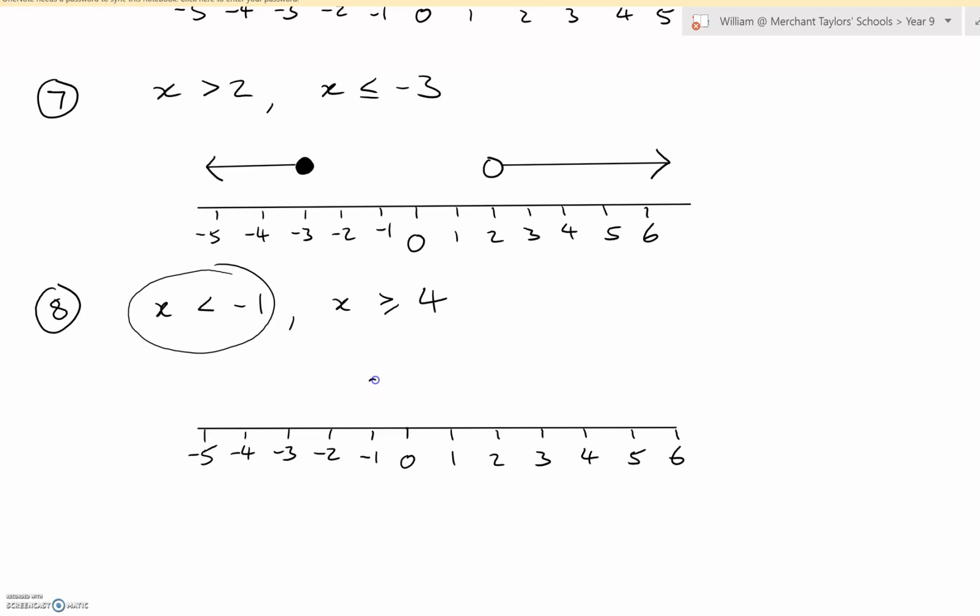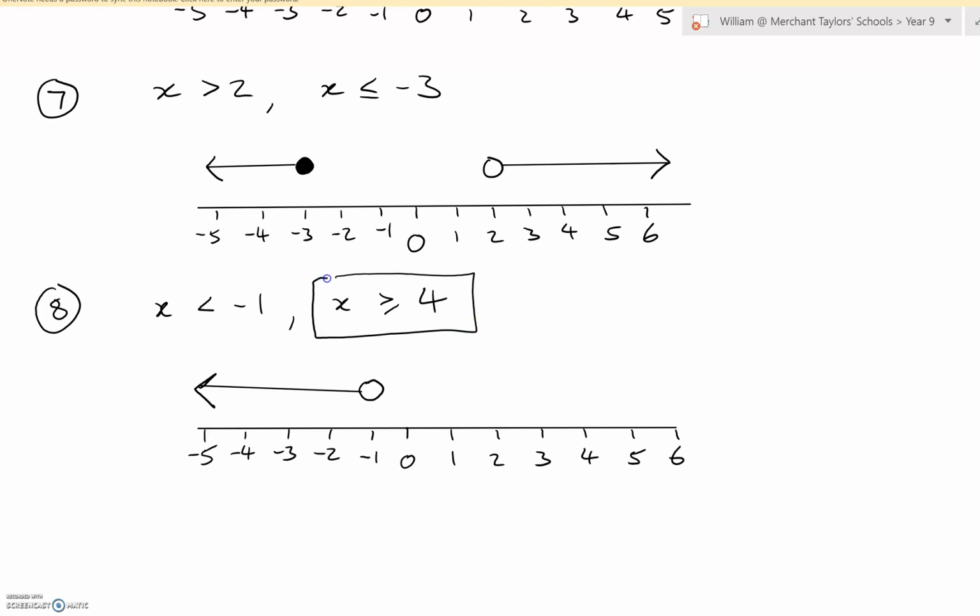So find -1, we want an open circle there, because it's a strict inequality, there's no equal to bit underneath it, so it's an open circle. We want all the values less than -1. So that's everything this way, right to the end. Oh dear, my line's not very good there. It's easier to change the circle. So everything less than -1 is this.